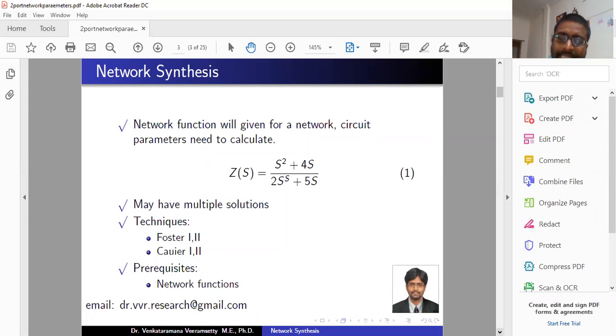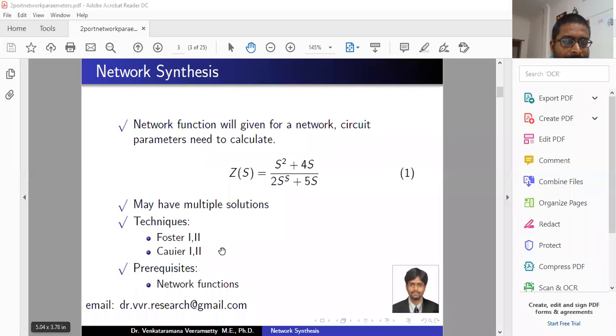That's what we are doing in network synthesis. It is just the reverse process. In network analysis, we have the circuit and we calculate the response. In network synthesis, we have a network function, that may be an impedance function or an admittance function in S domain. By using that function, we are going to find the circuit. We don't know the circuit initially; we have the function information, and from that network function we estimate the circuit. That is the reverse process.